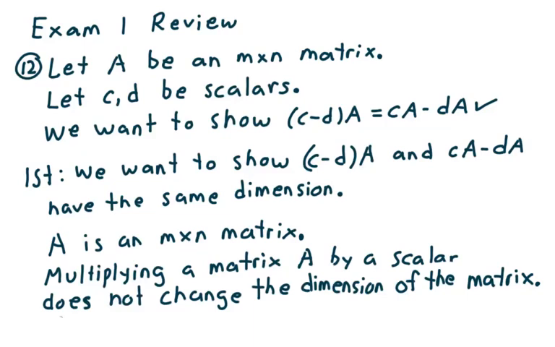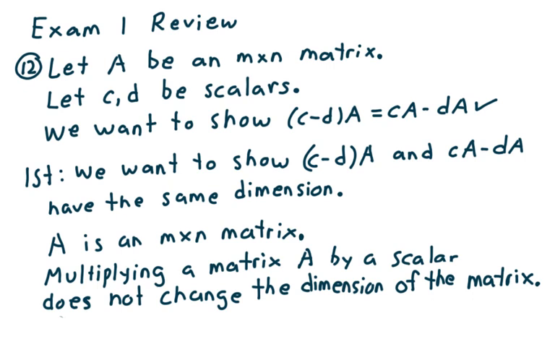This is a video from the Exam 1 review in my linear algebra class. Let's take a look at problem 12. Let A be an m by n matrix. Let C and D be scalars. We want to show that (C minus D) times A is equal to CA minus DA.